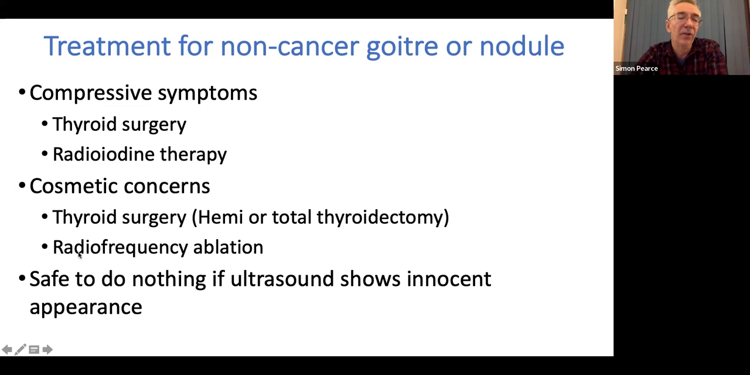And then this new treatment, radiofrequency ablation, I'll talk about that. That was endorsed by NICE a couple of years ago, and there are probably 5 or 6 centres in the UK doing radiofrequency ablation for thyroid nodules that aren't cancer. But if you don't have compressive symptoms and you're not bothered by the appearance, then it's safe to do nothing for most thyroid nodules as long as the ultrasound shows it's innocent and it's not likely to be cancer.